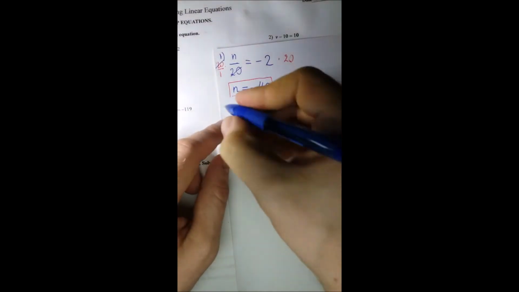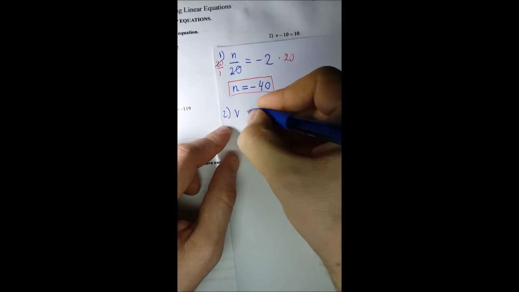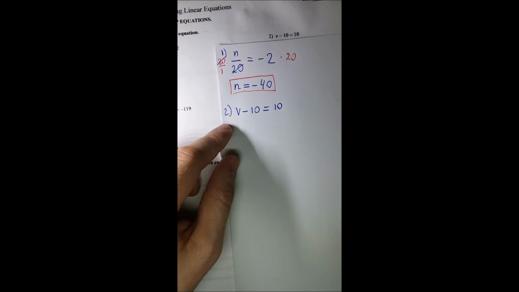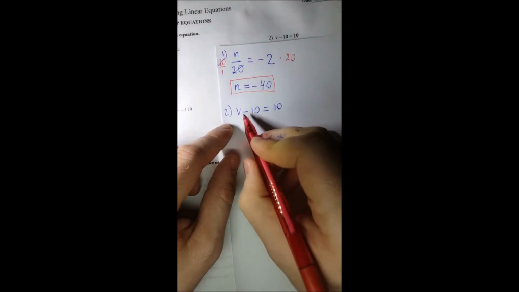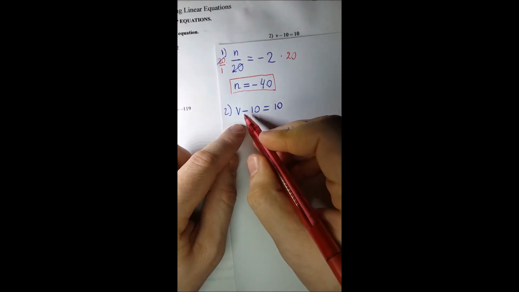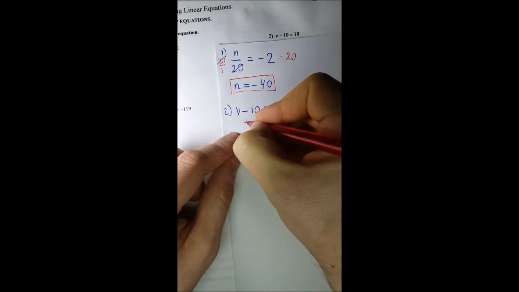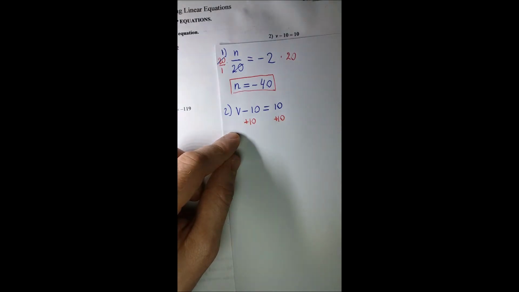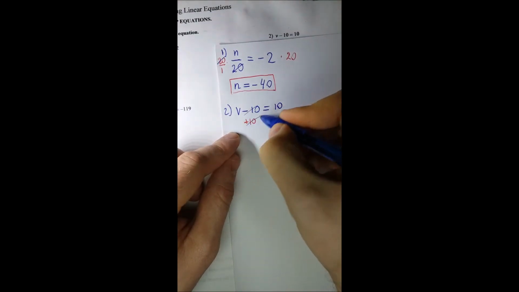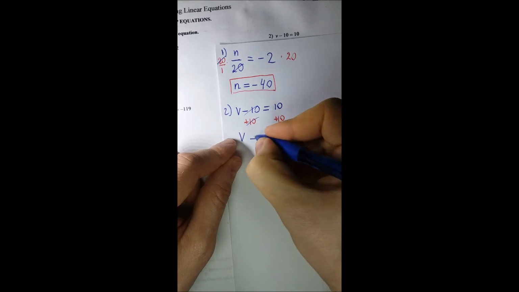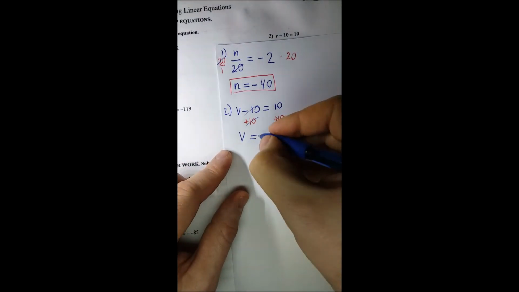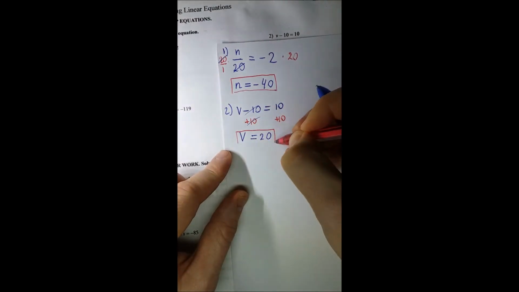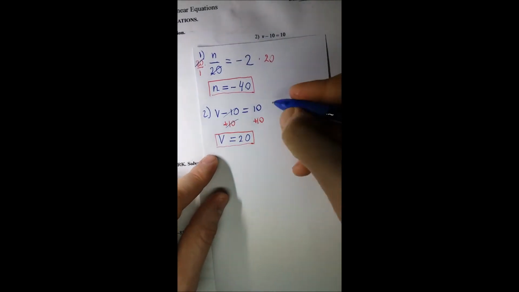Question 2. V minus 10 equals 10. Now, in this case, it's subtraction going on here. To undo subtraction, you perform addition. So here's one way of doing it. Plus 10 to both sides. So minus 10 and plus 10 cancel out. V is isolated, which is what we need. 10 plus 10 is 20. V equals 20. I'm going to show you another way of writing it.